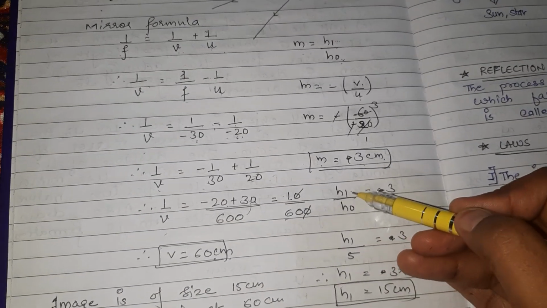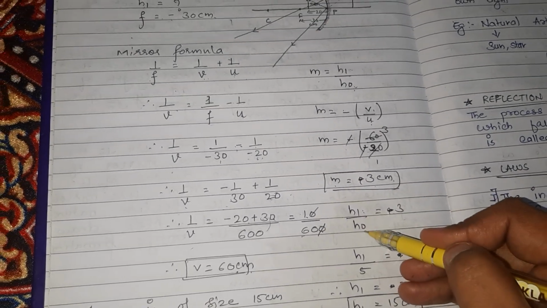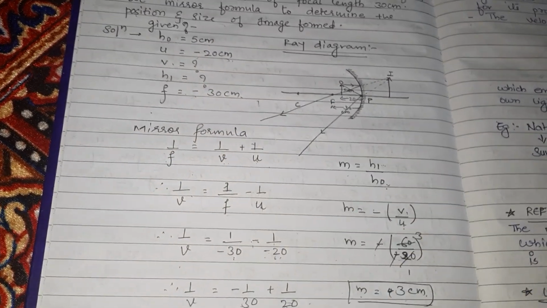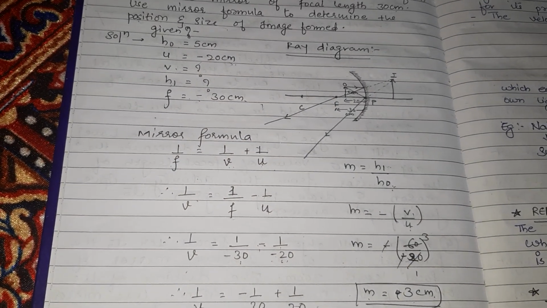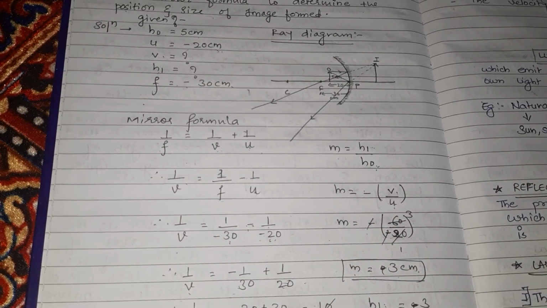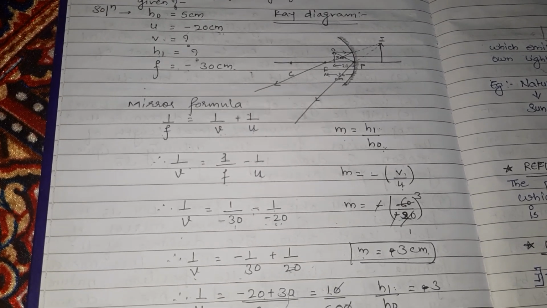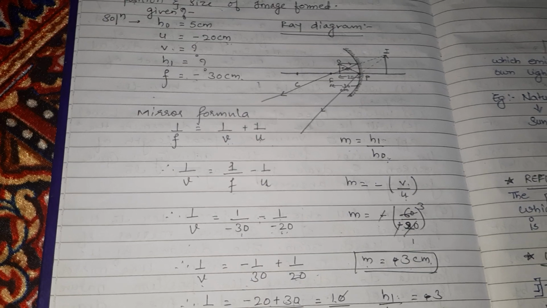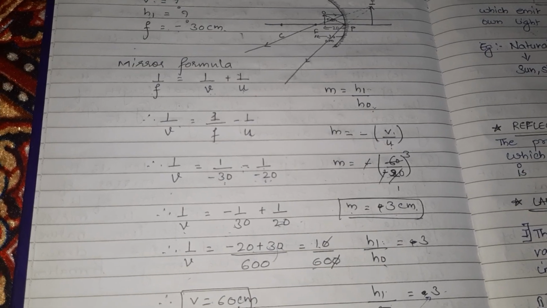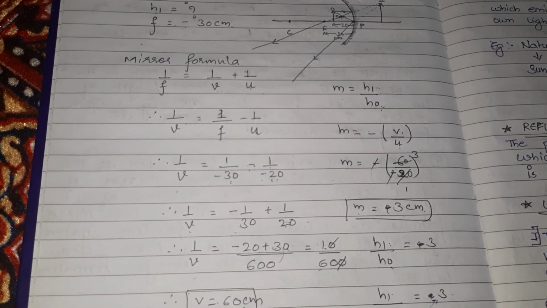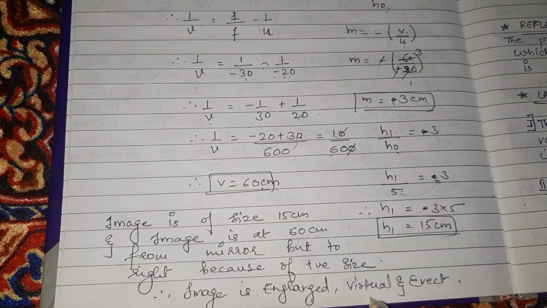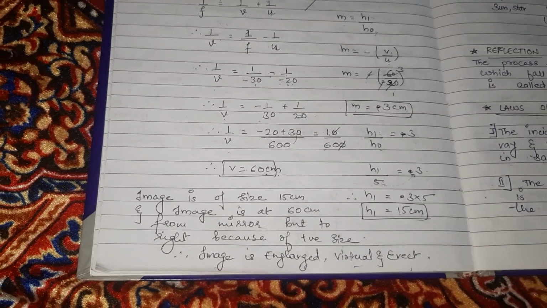Now Hi upon Ho. What is the height of the object? 5 centimeter. See, given over here, Ho is 5 centimeter. So Hi upon 5 is equal to 3. Taking this side, you will get Hi is equal to 15 centimeter. So image size is 15 centimeter, and where is the image present? 60 centimeter. Here no negative sign is there. It means it is positive. So the image is formed behind the mirror. The image will be enlarged as well as virtual and erect.